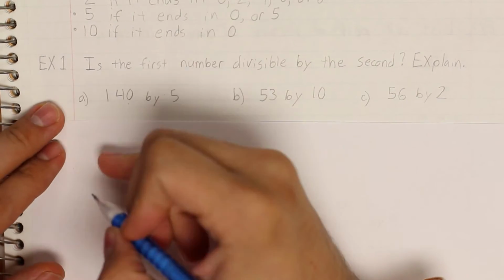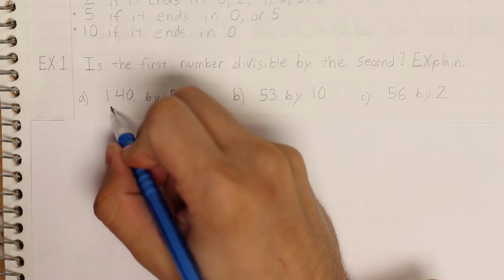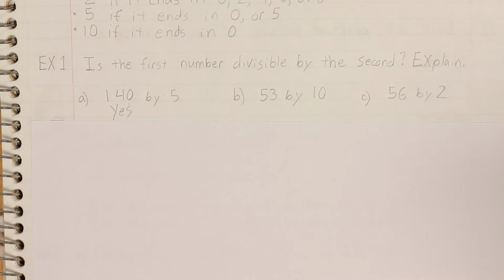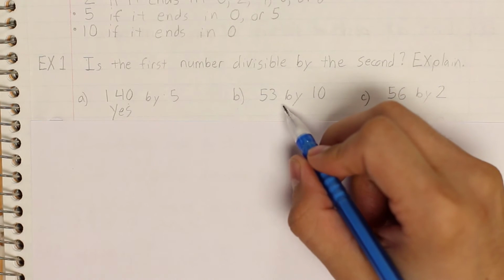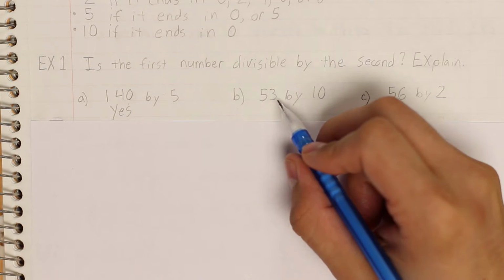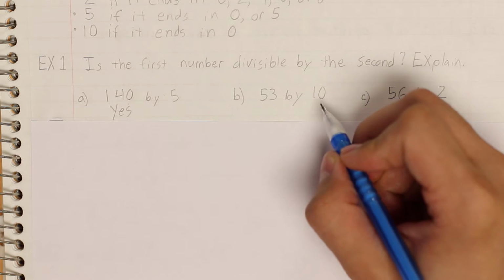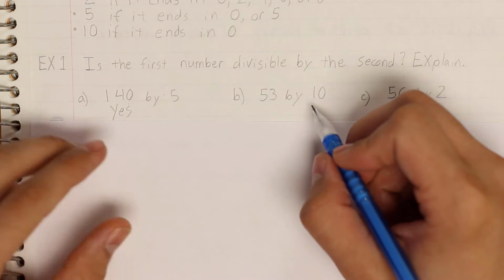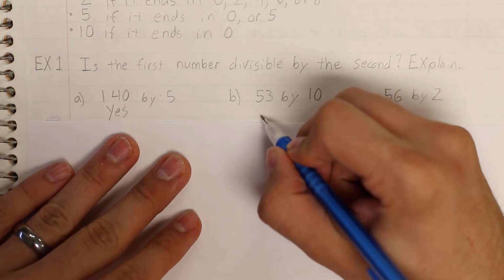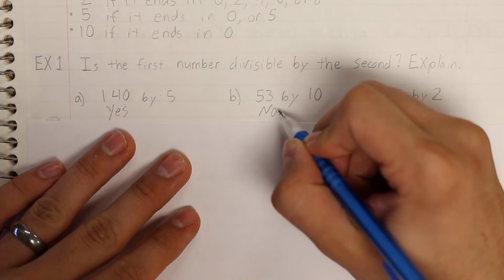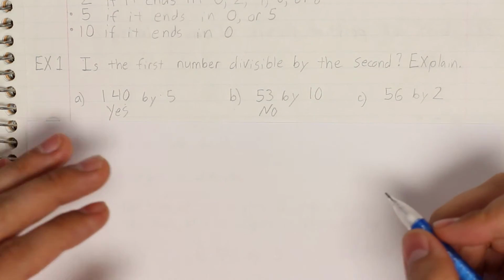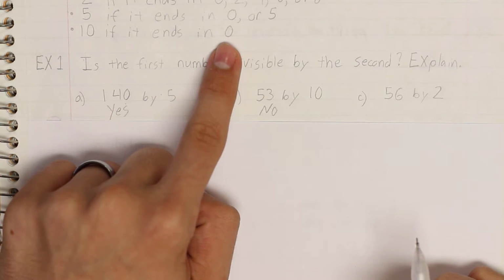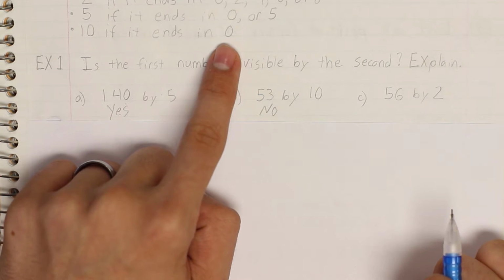I'm not going to bother writing the explanation right here. I'm going to verbally explain how you would explain. You would just say yes because it ends in 0, okay? Here, you would say, is 53 divisible by 10? No, that's going to have some remainder or decimal left over. You can't do that, at least for what we're doing right here. So for this, it's no. And the explanation for that would be because it doesn't end in 0. For us to divide it by 10 and have it work out right, it's got to end in 0, okay?